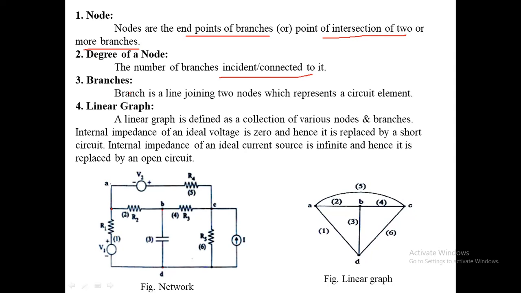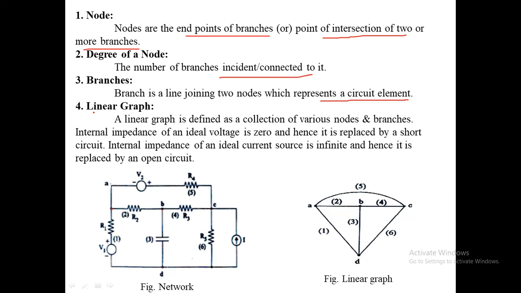Next one is branches. A branch is a line joining two nodes which represents a circuit element. Branch means a circuit element is represented as a branch. Here this is one branch, this resistor is called another branch, and this is also another branch.